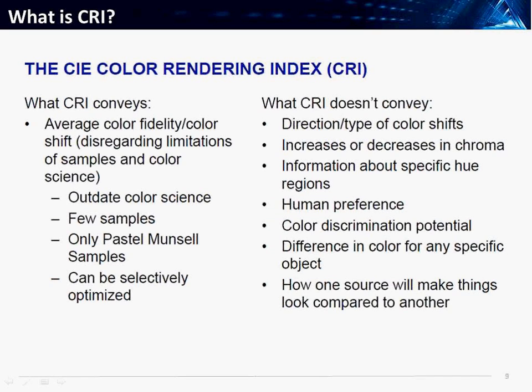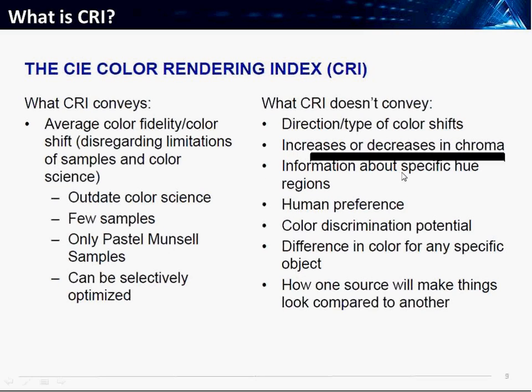So here are the problems with CRI. One is that it disregards limitations of color samples in science that uses the older CIE chart, which is kind of dated today. Only 8 samples are actually used. It's only the pastels from the Munsell samples, and it can be selectively optimized. So what people can do is design their LED or their lamp source to match and give a good CRI reading, but in real life it doesn't match what I would see. So they pass their numbers perfectly because they work the LED to match up to the test, as opposed to creating a light that is actually useful.